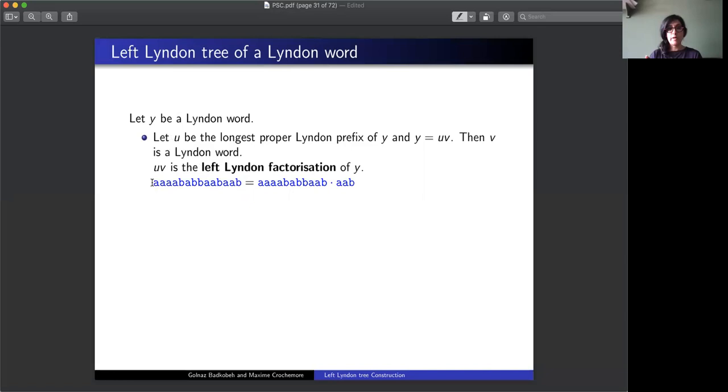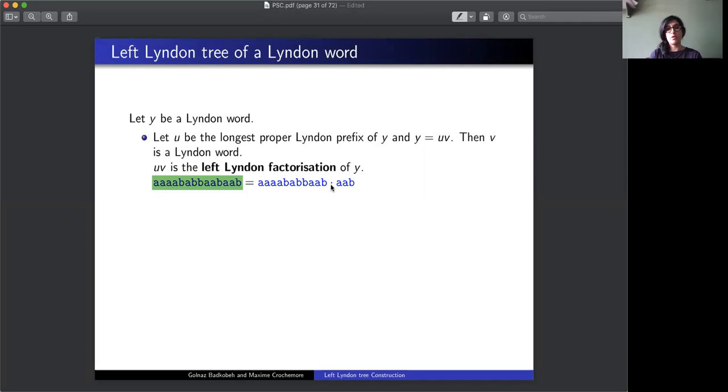So if our example is this, we look at the prefixes and we take the longest prefix that is a Lyndon word. Okay, so it has to be a proper prefix, so it cannot be the word itself. The Lyndon word, if it starts with A, it cannot end in A. So we cannot end here, we cannot end here. We check this prefix, and because Y starts with four A's, therefore this prefix is a Lyndon word. So we can factorize at this position.